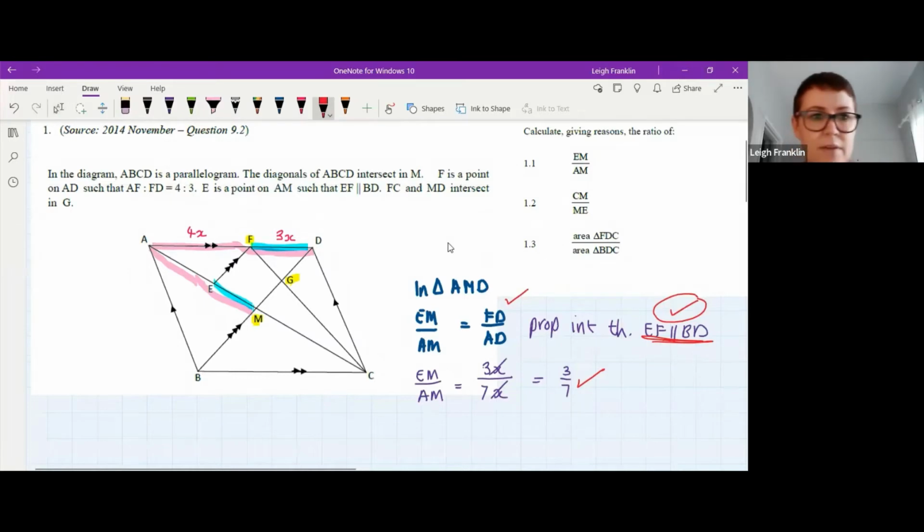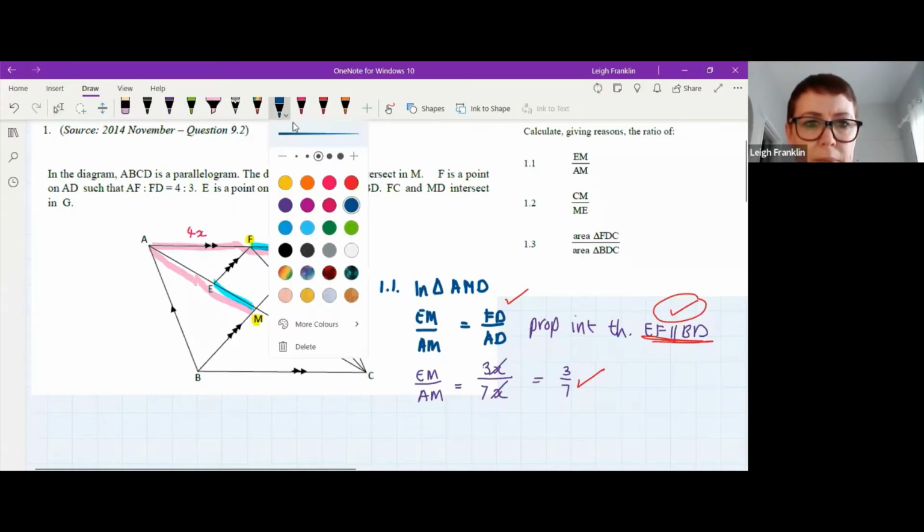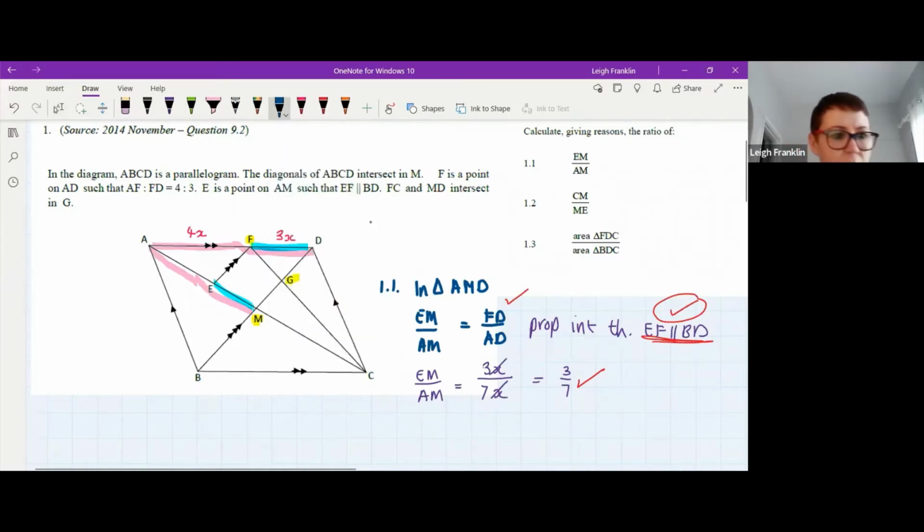I'm going to do that on the other side. Sorry, I'm really kind of writing all over the place here. So that was 1.1. Let's just make this pen a little bit narrower. Okay, there we go. We're going to do 1.2 over here.